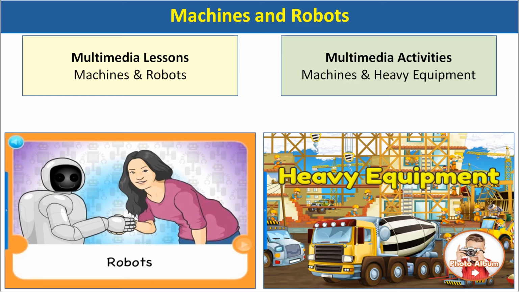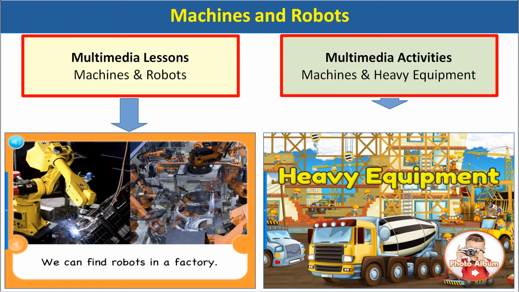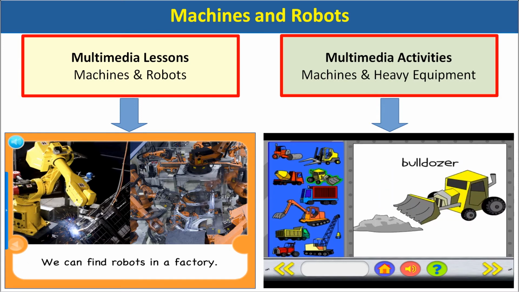An example from Level 4. Machines and robots. This topic introduces children to technology and engineering. First, through the multimedia lesson and the interactive activity. Heavy equipment. Click the machinery to learn their names and uses. Bulldozer.